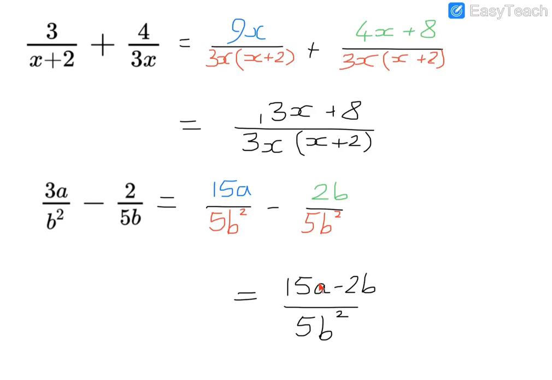And I can't do any simplifying of the whole fraction either because there's no common factors between all of the top and the bottom. So these two bits have a b in common, but it's not all of the numerator, so I can't cancel out a b. These two bits have a 5 in common, but it's not all of the top, so I can't cancel out the 5 either. So that is my final answer. We can't do any simplifying there.